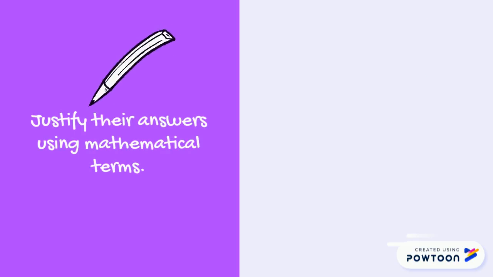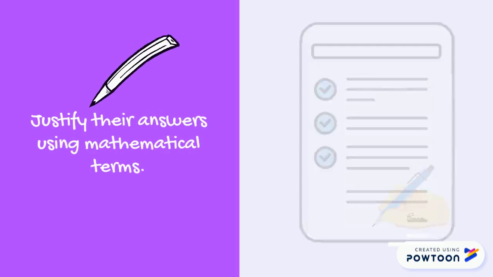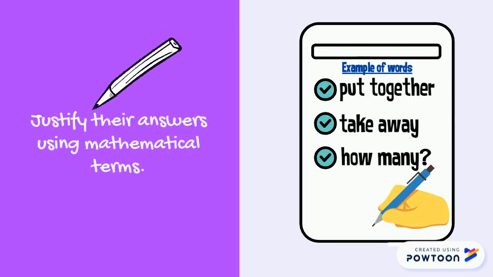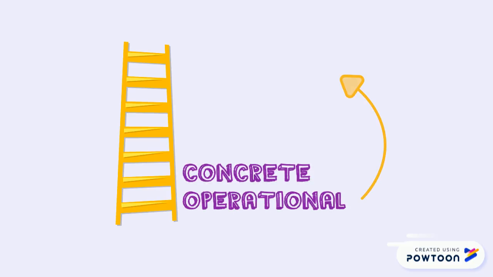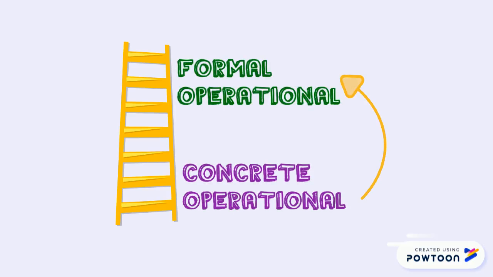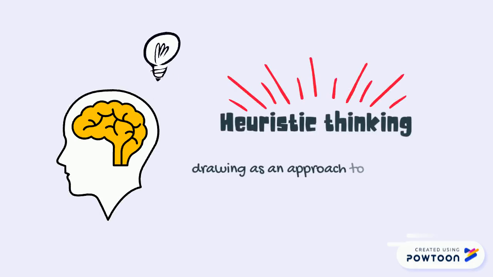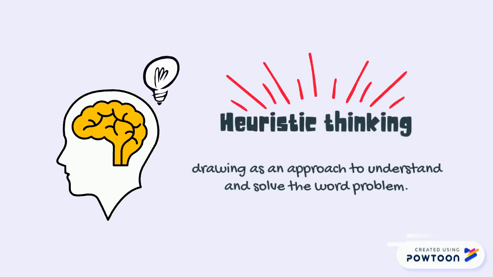Once students have solved the equation, they will have to justify their answers using mathematical terms. These are the examples of words they can use. Students at this stage are transitioning from the concrete operational stage to the formal operational stage. Hence, students illustrating a word problem serves as a medium to translate their ideas. Another skill that will be developed through this activity would be their heuristic thinking. They use drawing as an approach to understand and solve the word problem.